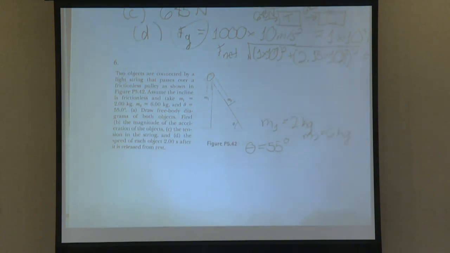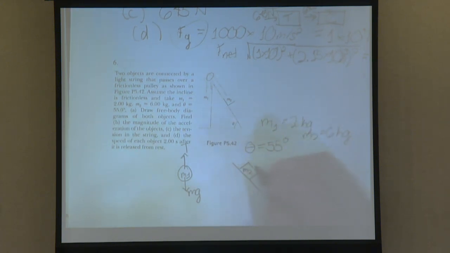So we want a free body diagram first. The free body diagram for mass 1 is going to have mass and gravity going downwards and tension going up. For mass 2, we're going to have a normal force going up. This is going to be mg, mg times sine of the angle. Let me see that.